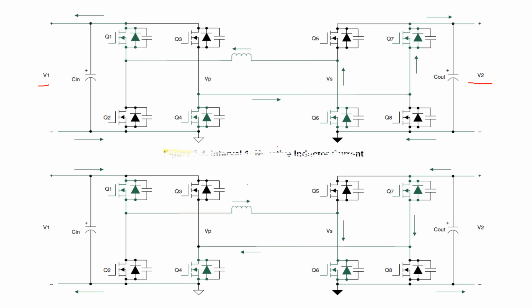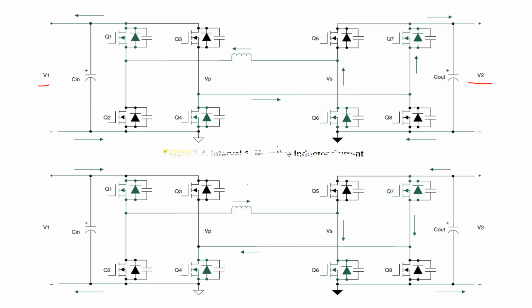Now during this second interval, the inductor current is positive. So the voltage across the transformer primary is positive and equal to V1, and the voltage across the secondary winding is positive and equal to V2. Hence the difference of these two voltages appears across the leakage inductor, and the slope of the rising current during this interval can be calculated using the change in the current.